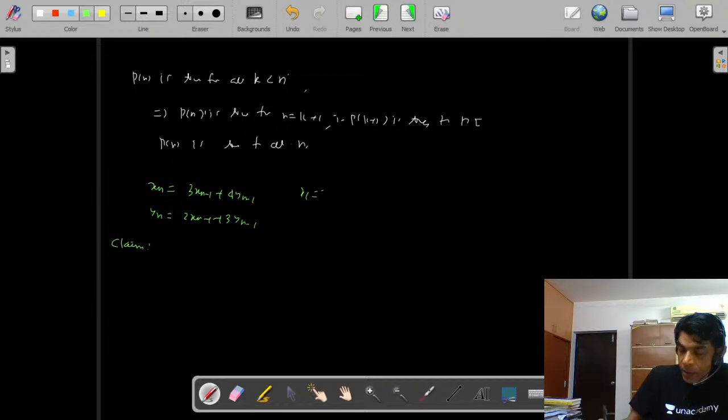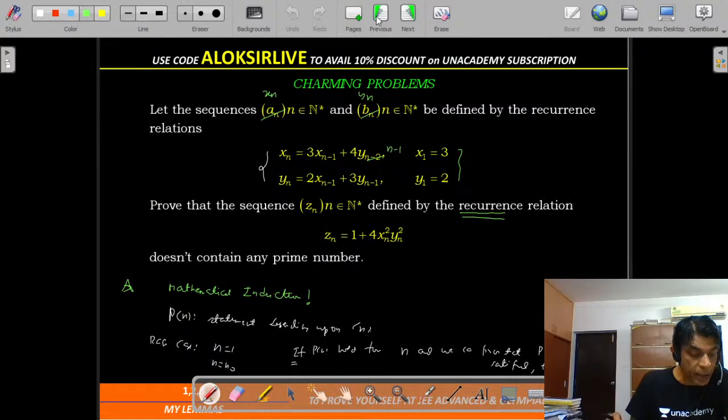x1 is 3, y1 is 2. This is the basic condition given, right? Now see my claim. Can you see what claim is there? It's a tough one. It does not look like it, right? It looks simple, but it's a double recurrence.